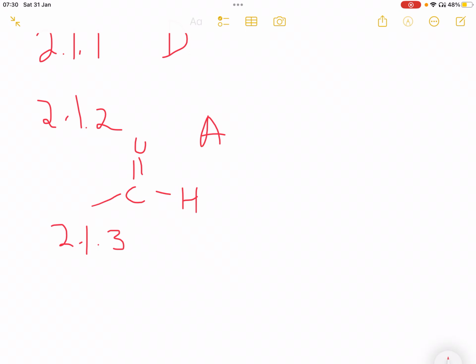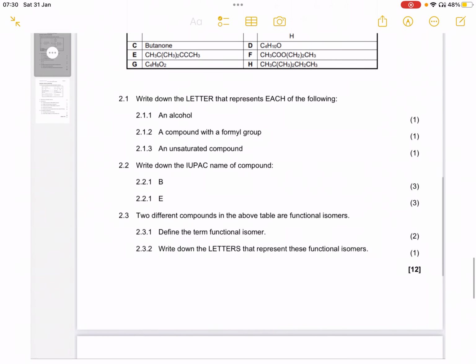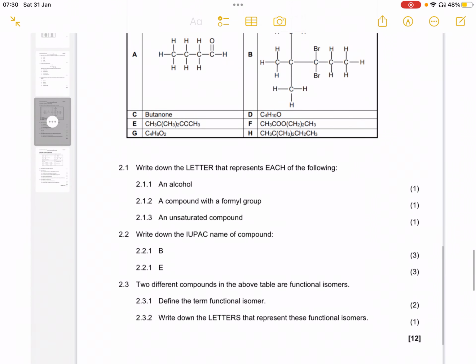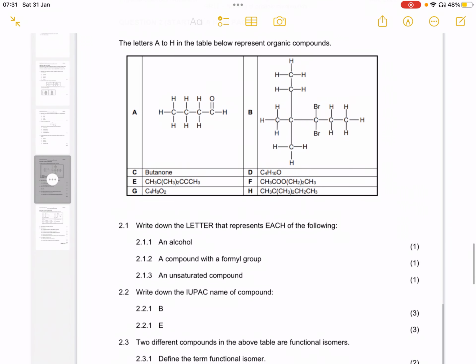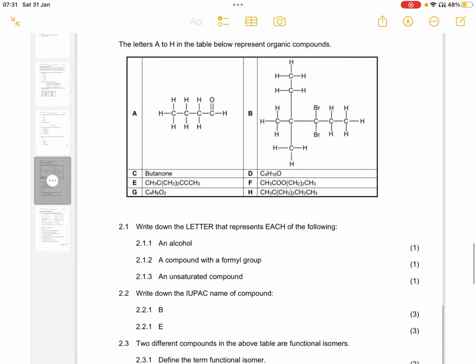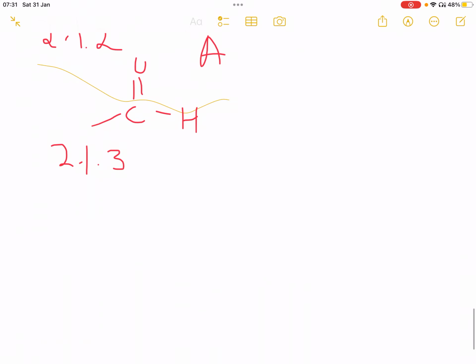2.1.3. The question is give us an unsaturated compound. Now the unsaturated compound I see here would be E, where you see a C and a C next to each other in a condensed structural formula. Then that gives us E to be an unsaturated compound.